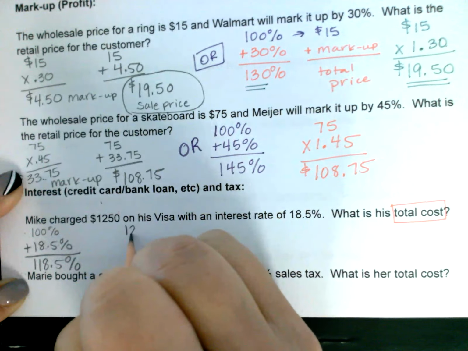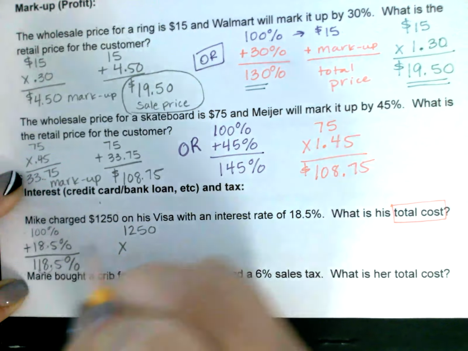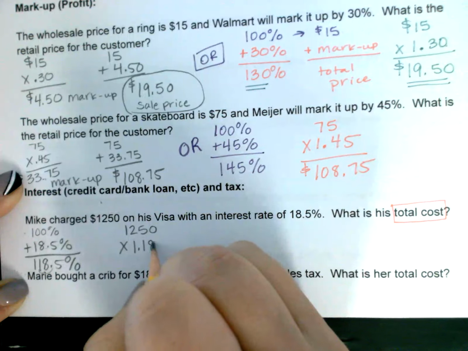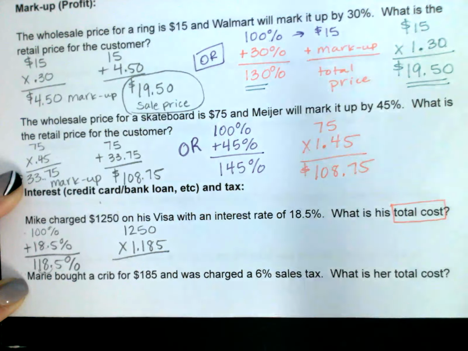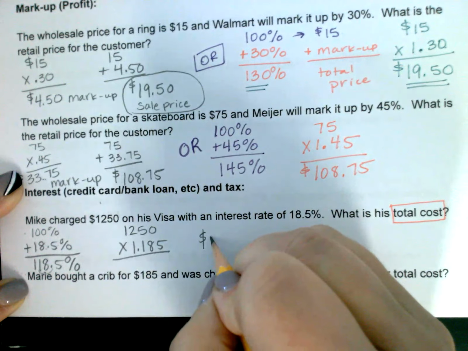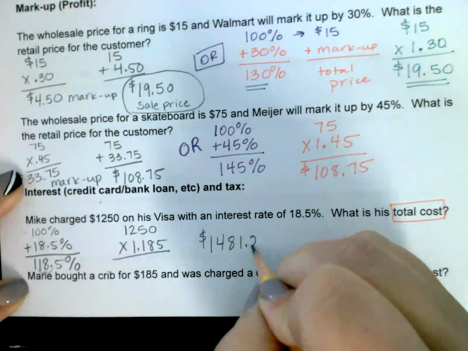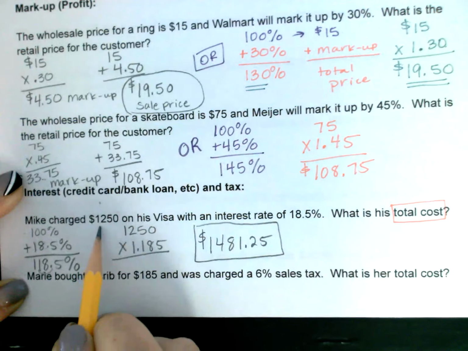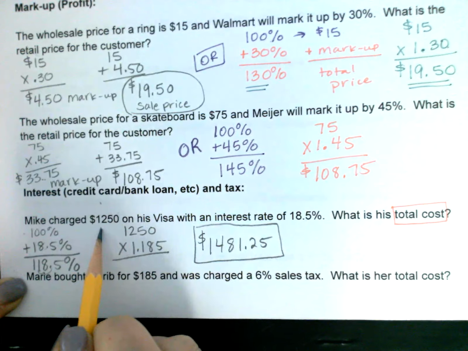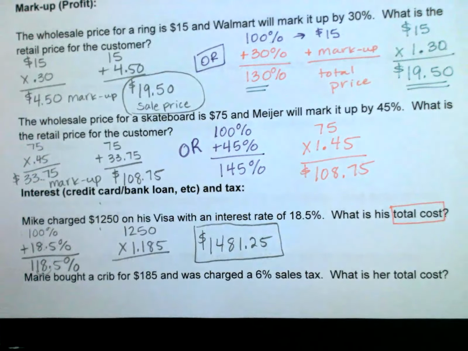I will take 1250 times, remember you move the decimal 2 times, 1.185. This then would leave me with a total payment from Mike of $1,481.25. This is how much he spent. Add the interest, that would be his total cost.